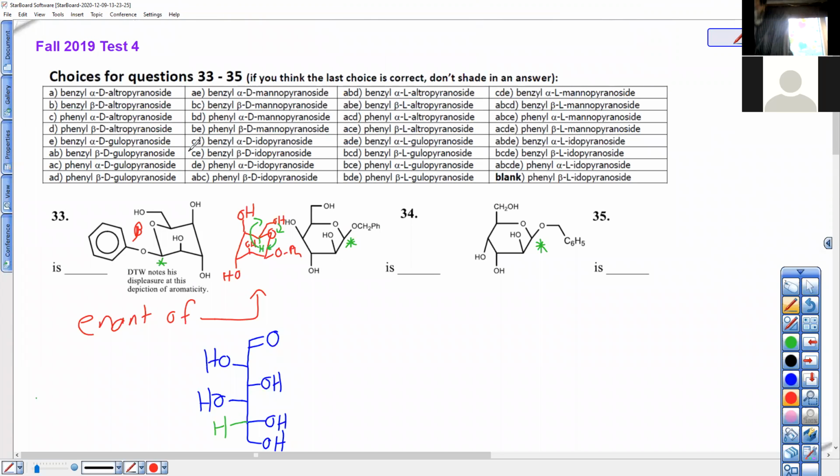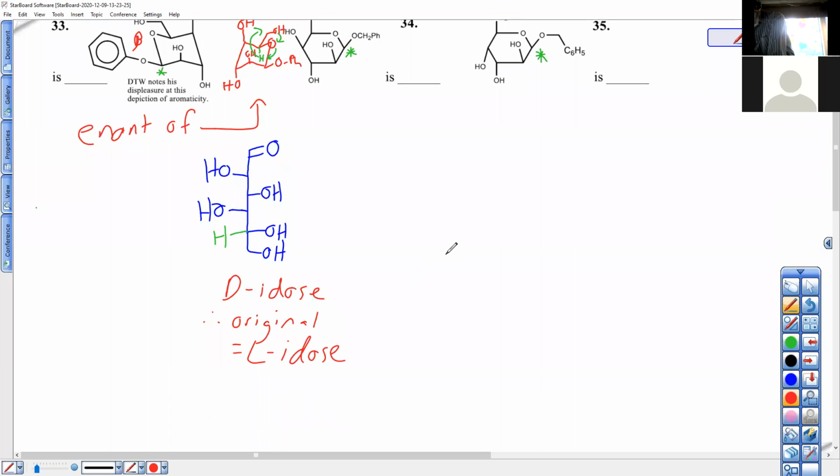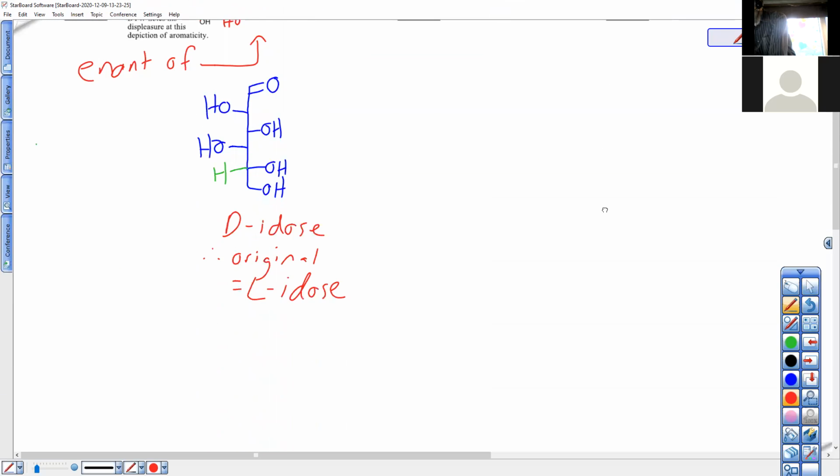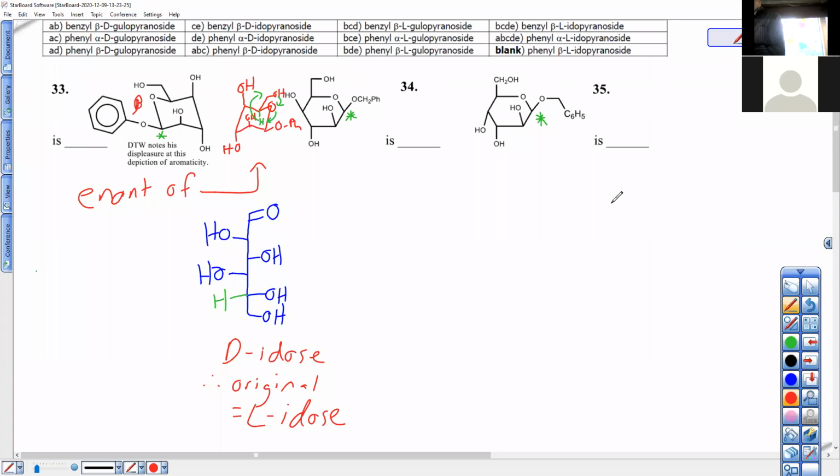Wow. Where are the idoses? They should be grouped at least. Yeah. Phenyl, beta L. Did I say D? It should be L. Beta L idopyranoside. Was I just messing with everybody? Is that the right answer for sure? It is, right? Phenyl beta L idopyranoside. Blank. I'm not going to do that to you. There's no Scantrons on yours.